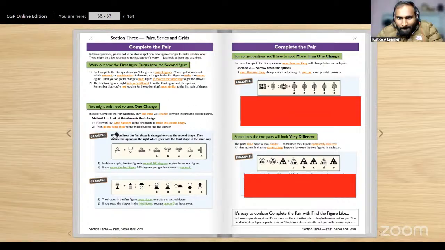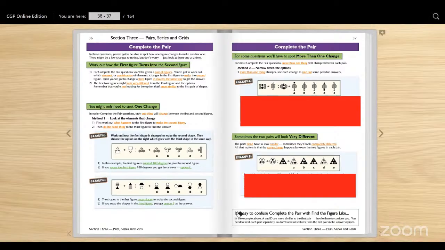Because in question A, if you look at the diagonals of how the shading is, it faces that way, and then it goes that way. So in the third figure, it's facing that way, so it should be facing that way. That means it can't be A, can't be B, and it can't be E.